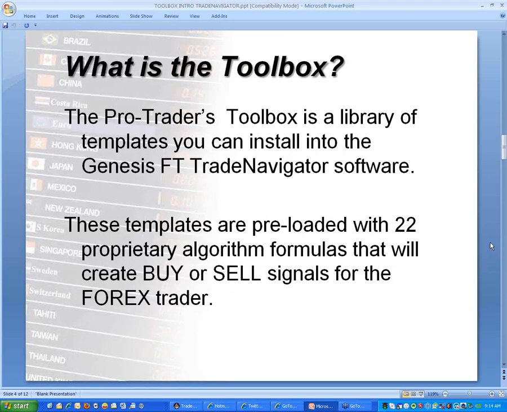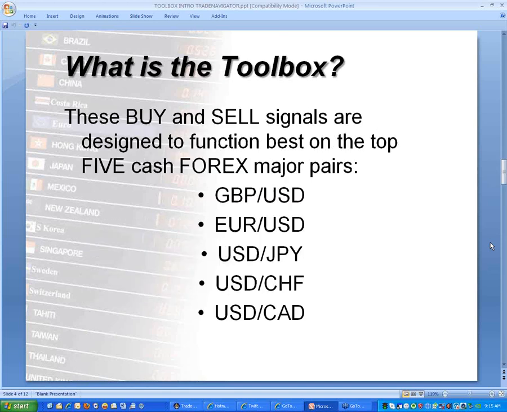What is the toolbox? Well, it's a library of templates you install into the Tradenavigator software, and those templates are preloaded with 22 proprietary algorithm formulas, and that's going to create buy or sell signals for the Forex trader. They're designed to work in the top 5 major pairs: pounds, euro, yen, Swiss, and Canadian dollar against the dollar.